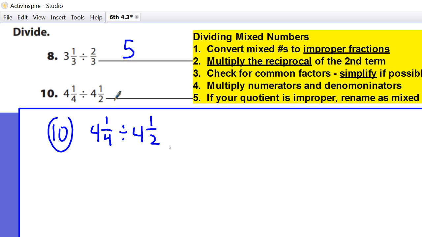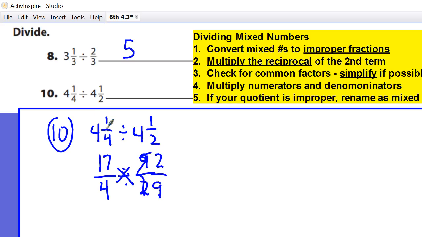So going through my checklist, the first step is to convert the mixed numbers to improper fractions. 4 1/4 is the same as 17/4. And that's going to be divided by 4 1/2, as 4 times 2 is 8, plus 1 is 9/2. And then the next step is to multiply by the reciprocal. So I'll multiply, and I'll rewrite this as 2 over 9.